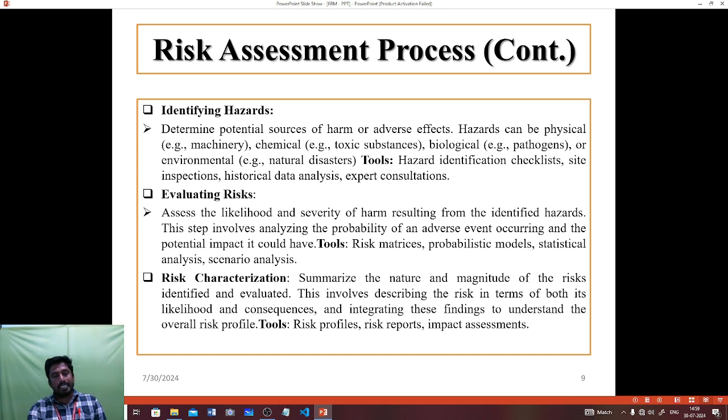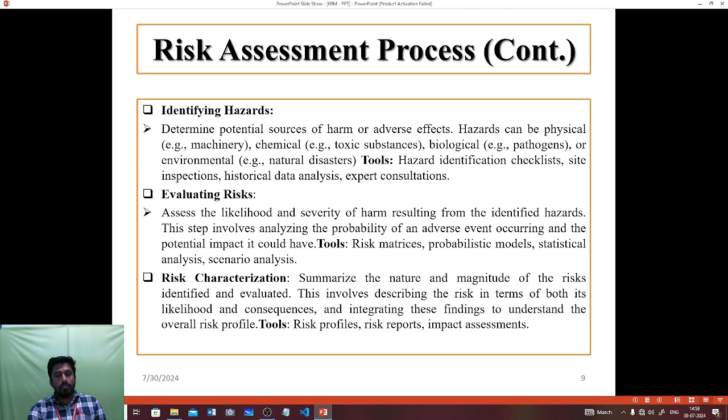The next step, risk characterization, is the summarization of the nature and magnitude of the risk identified and evaluated. We take the above steps, identifying hazards and evaluating risk, and summarize the magnitude and nature of the risk identified and evaluated.